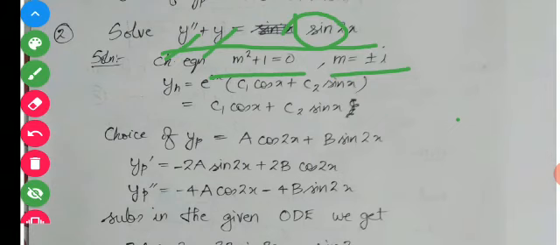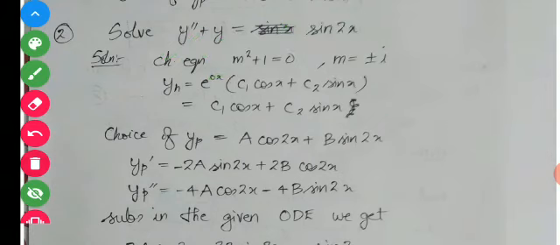So if the roots of the characteristic equation are alpha plus or minus i beta, then the solution will be e raised to alpha x into c1 cos beta x plus c2 sin beta x. Okay. In this case, alpha is equal to 0 and beta equal to 1. So you are having e raised to 0x into c1 cos x plus c2 sin x. Since e raised to 0x is 1, the solution is c1 cos x plus c2 sin x. Now we have found the solution of the corresponding homogeneous part, that is we have found YH. Now we have to find the particular integral, that is YP.